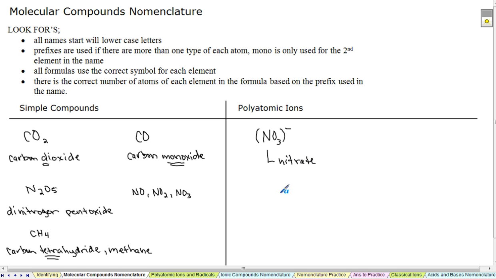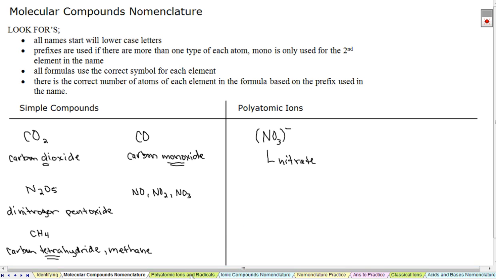And there's a whole host of them. We're going to take a look at them now. But it is possible for a group of atoms to be bonded and then also hold a charge. So not only are they molecules, but they're also an ion as well. And depending on what they combine with, they will either be part of a molecular compound or part of an ionic compound.